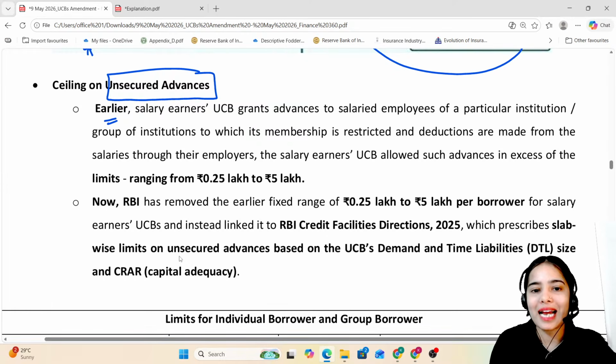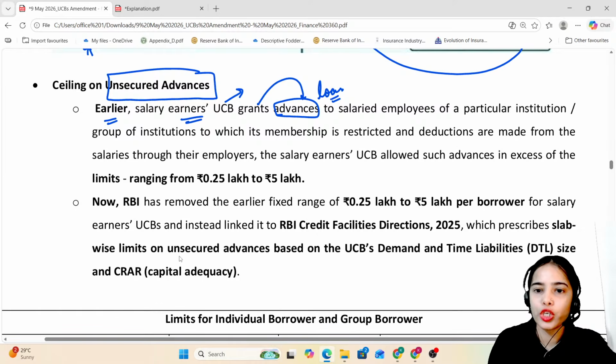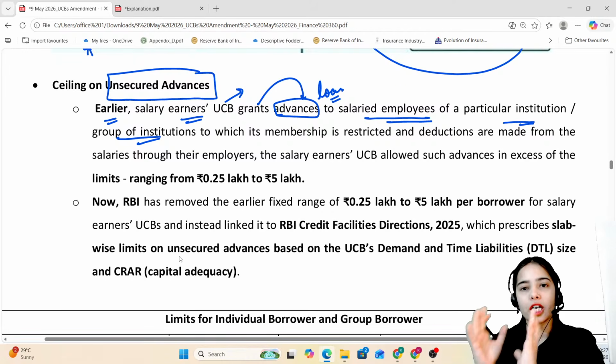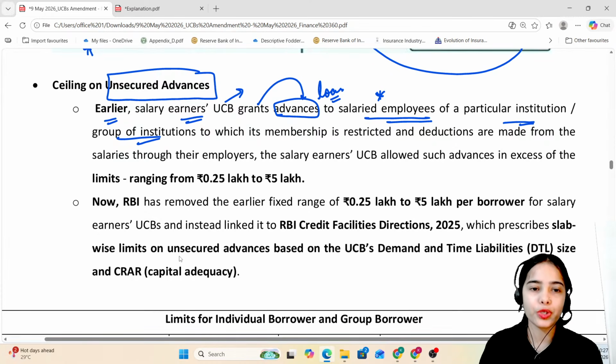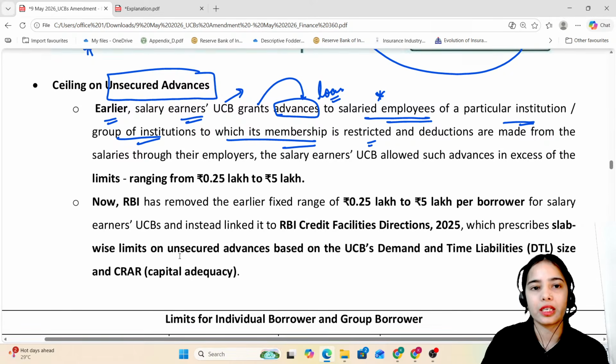So earlier, salary earner UCBs, salary earner urban cooperative banks, provide the loans to salaried employees of a particular institution or group of institutions. Okay, so salary earner urban cooperative banks are a category of urban cooperative banks that only provide loans to salaried employees of a particular institution or group of institutions to which its membership is restricted.